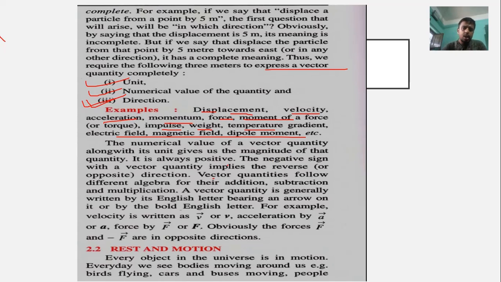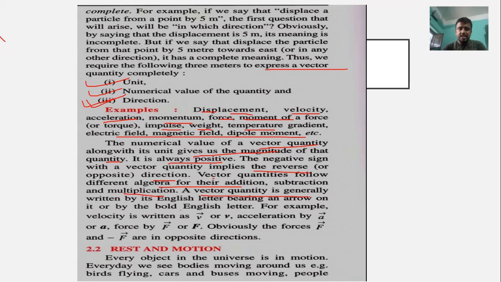The numerical value of a vector quantity along with its unit gives us the magnitude of the quantity. It is always positive. The negative sign with a vector quantity implies the reverse or opposite direction. It means if you are going east and then go in the exact opposite direction, we can consider it by using a negative sign. Vector quantities follow different algebra for addition, subtraction, and multiplication.